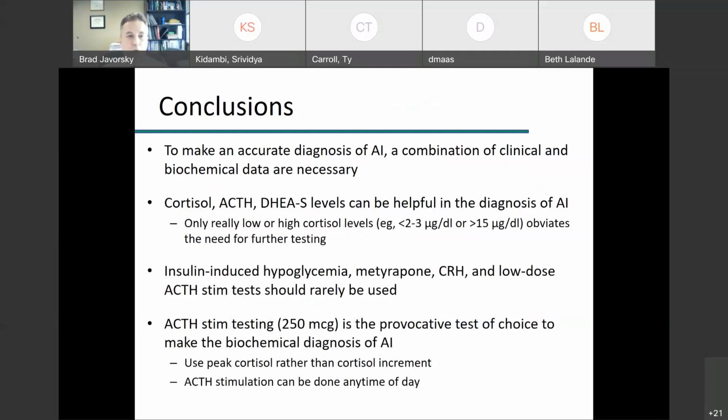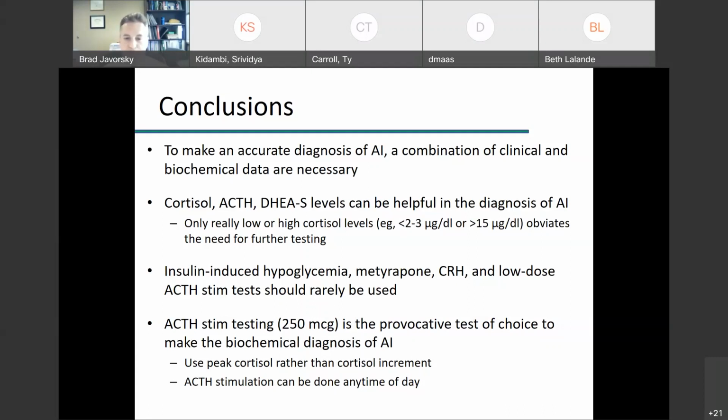To make some conclusions: to make an accurate diagnosis of adrenal insufficiency, a combination of clinical and biochemical data are necessary. I can't emphasize that enough: you can't just look at test results and put all of your money on that. You have to make a clinical diagnosis. Cortisol, ACTH, and DHEAS levels can be helpful in the diagnosis of adrenal insufficiency, although only really high or really low cortisol levels will obviate the need for further testing.